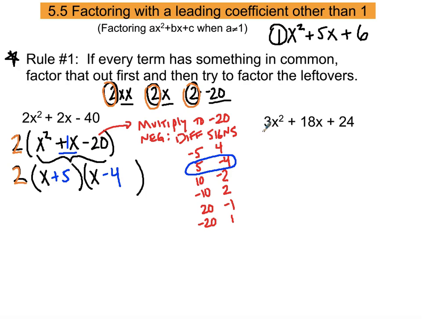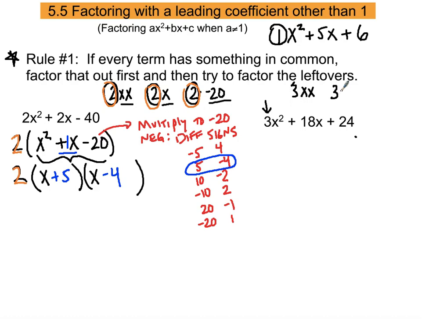So in this problem, I see I have a leading coefficient of 3. And what I want to ask myself is, does 3 go into all 3 terms? Because if it does, I'm going to take it out first. And yes, 3 goes into 18 and 3 goes into 24. So let's write it out so that we can a little bit easier see how, when we take a 3 out, what the leftovers will be.